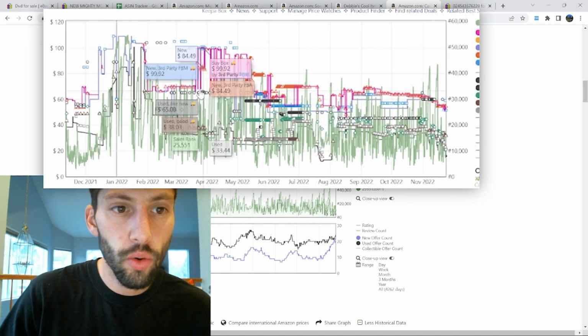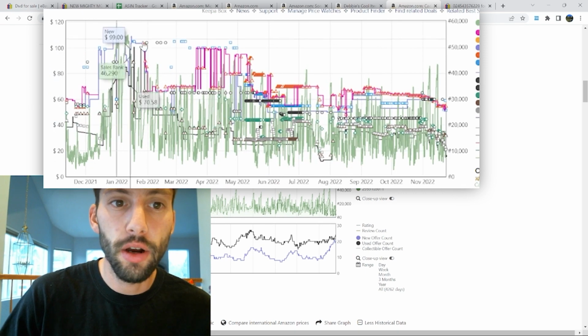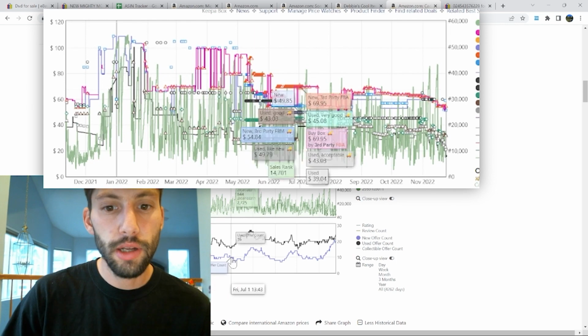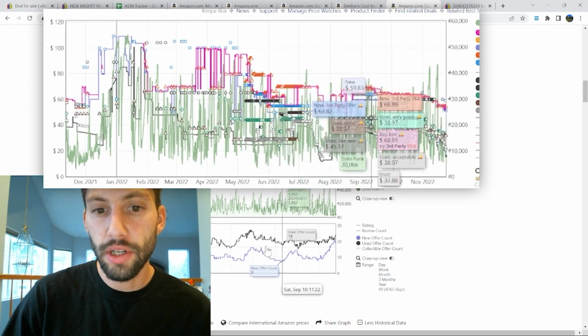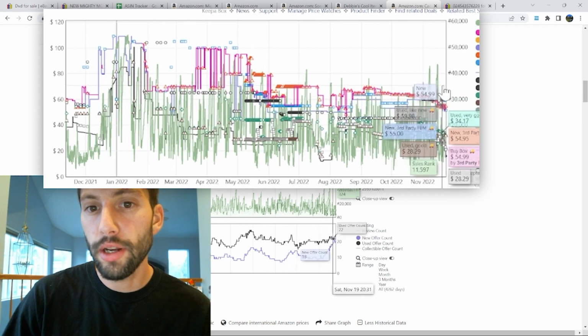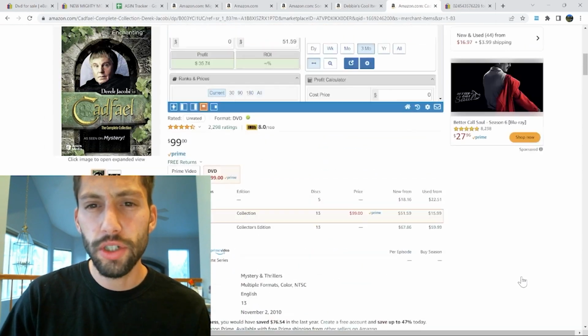If we look over the course of the last year, this was all the way up to $110 and was at $100 for quite a while. The price did come down though, as more and more sellers came on the listing, off and on it looks like. It was at $67 for quite a while, and now it's pretty much down to $55. So this is one that's going to be harder to find profitably, but we'll still give it a go.